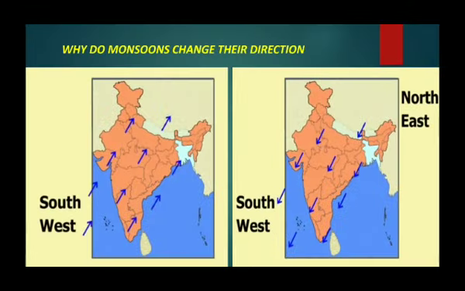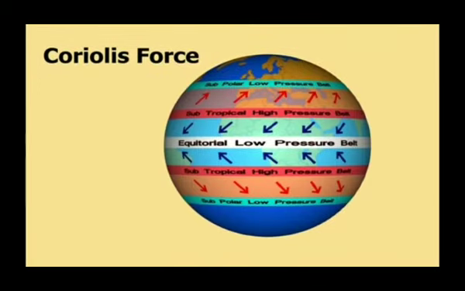Actually, these winds deflect to right in the northern hemisphere and they deflect to the left in the southern hemisphere. The reason behind this is Ferrel's Law. According to this law, a force known as Coriolis force caused by the rotation of Earth is responsible for the deflection of these winds.